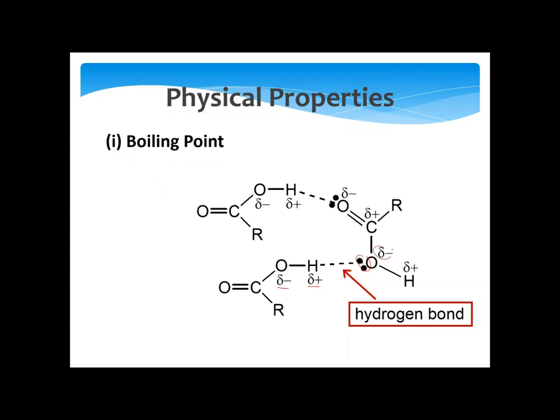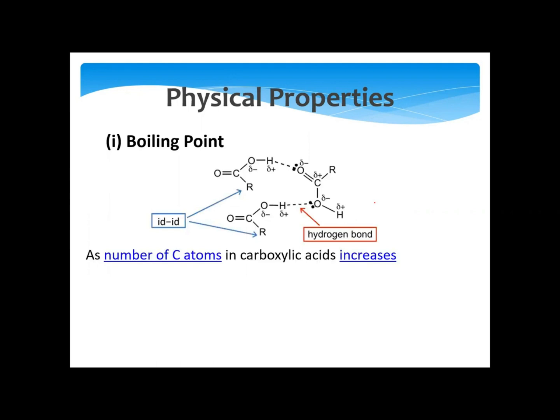Please take note of all the partial charges as well. Then you will draw a dotted line between the H with the delta positive and the lone pair on O, and label it as hydrogen bond. If they ask you to illustrate hydrogen bond between carboxylic acid molecules, this is how you do it. In addition, the R groups will have id-id interactions between the molecules. When we compare the boiling point of carboxylic acids, we will actually compare the strength of the id-id interactions.